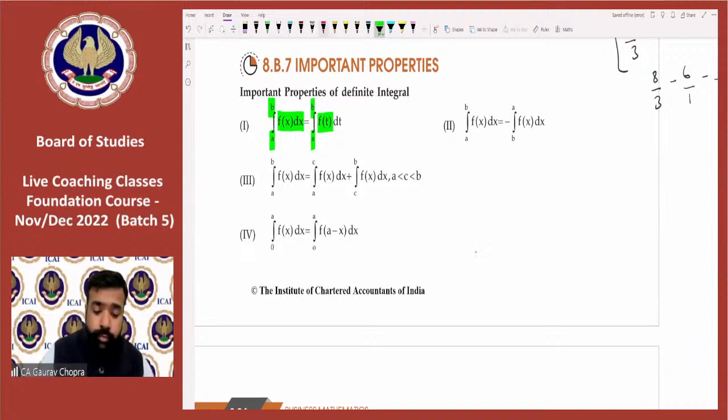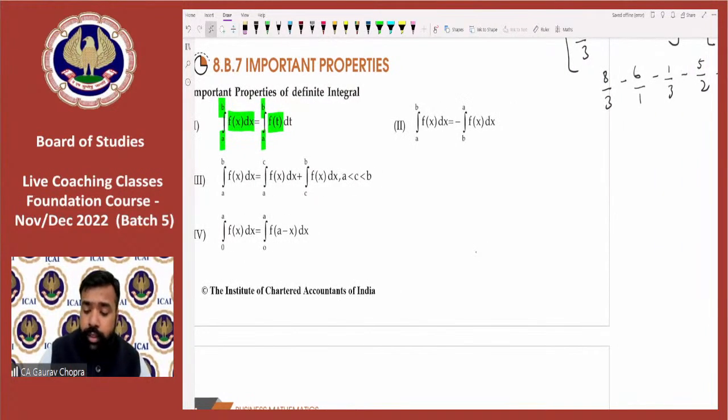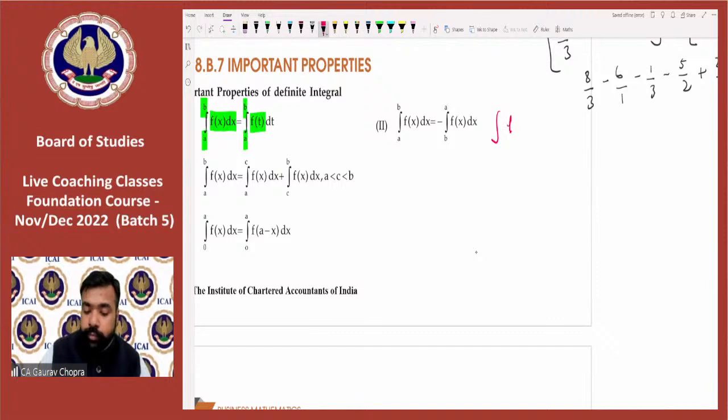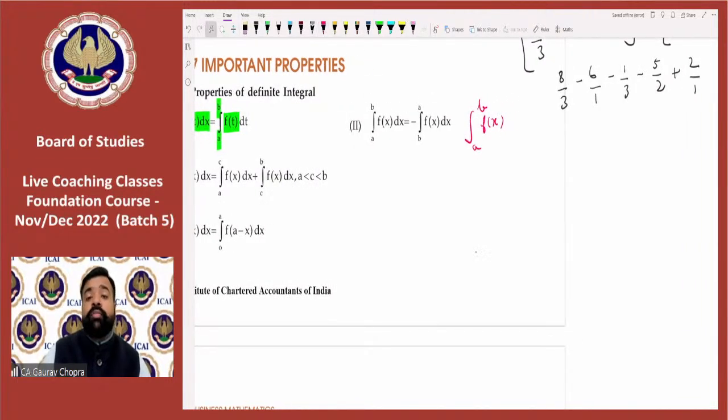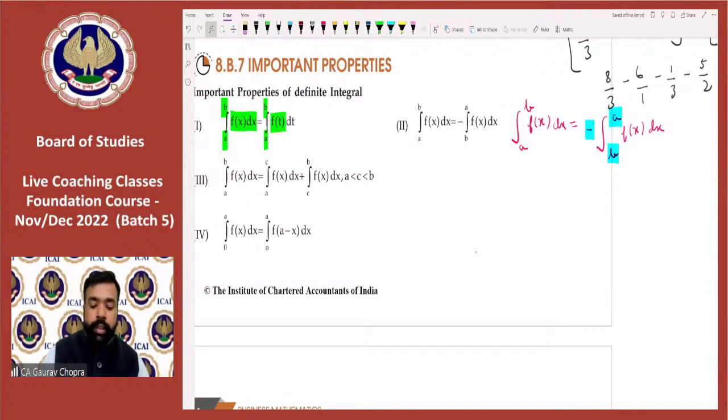Second property says if there is any function whose limit is from a to b, and we want to reverse the limit, so that it becomes from b to a and the function remains the same, then what needs to be done? We have to put a negative sign outside. So we can take the negative sign outside and interchange the values, that is, a and b can be exchanged. This is property number 2.